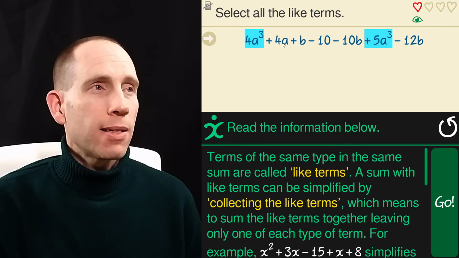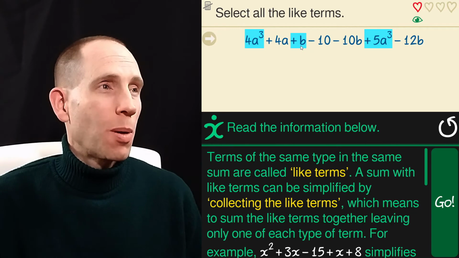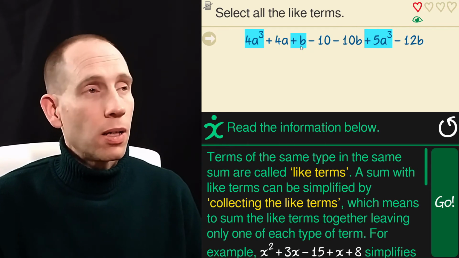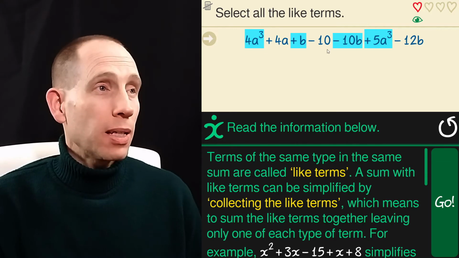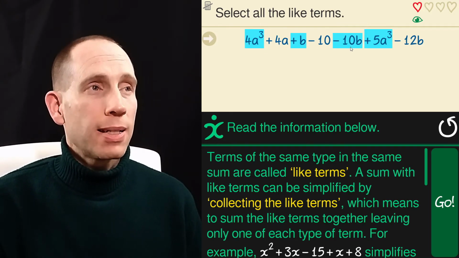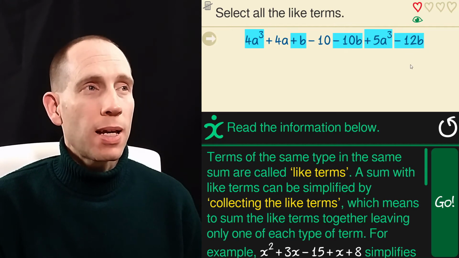So I've got an a term there. I can't see any more a terms. I've got a b term here. That's a plus 1b. Remember, we don't write the 1 in front when we've just got a letter with a 1. That's a constant. That's another b term. So the b and the minus 10b are both b terms. And then we've got another b term, minus 12b there.